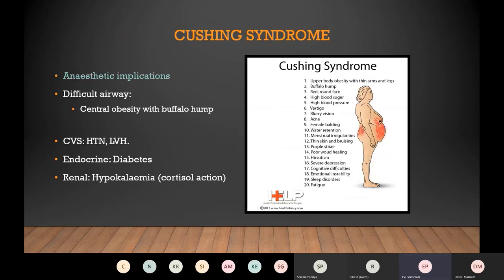Now, regarding Cushing syndrome, it is important, especially when you're an anesthetist, because it has anesthetic implications. Of course, one more time, it has a difficult airway. We expect a difficult airway, and this has to do with the central obesity and the buffalo hump that they have on their neck. Other complications are hypertension, hypertrophy of the left ventricle and heart failure. They present with diabetes. And just because we have an increase in cortisol, you also have electrolyte abnormalities such as hypokalemia.